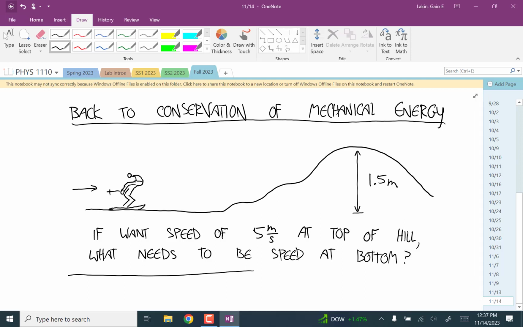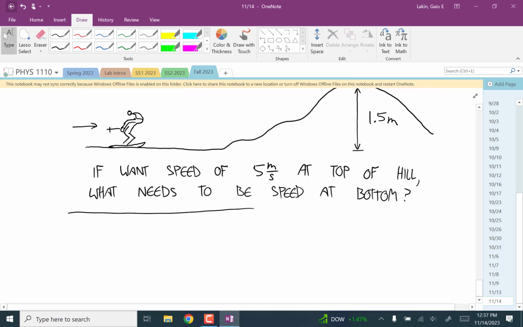Okay, well, it's always a good idea, first of all, to think, does conservation of mechanical energy apply to this problem? You can think about it a couple ways. One way is, are there any forces on the skier during this motion besides gravity, a normal force from the ground, a centripetal force in a circular motion, or a spring force? Those are the only 4 forces that we can deal with in conservation of mechanical energy.